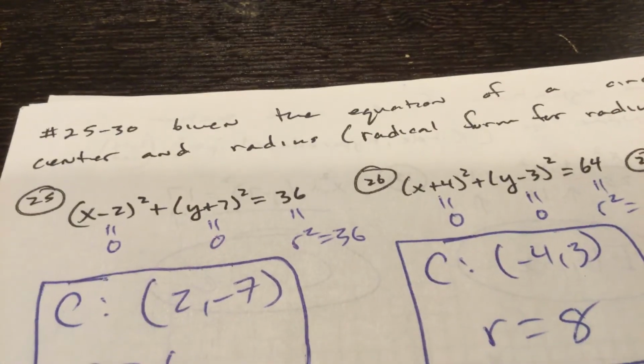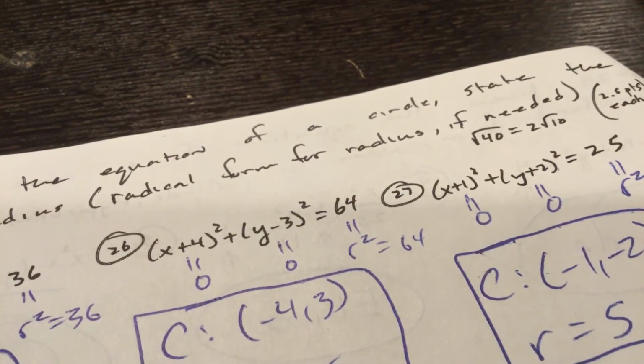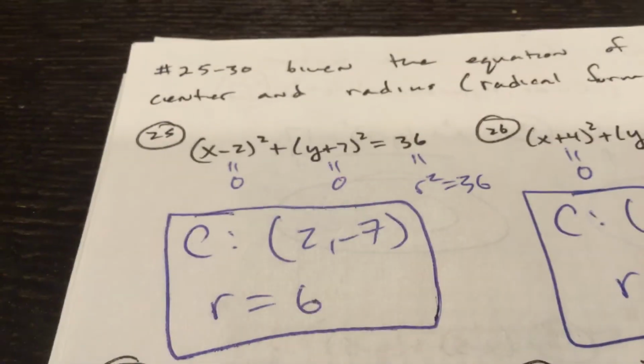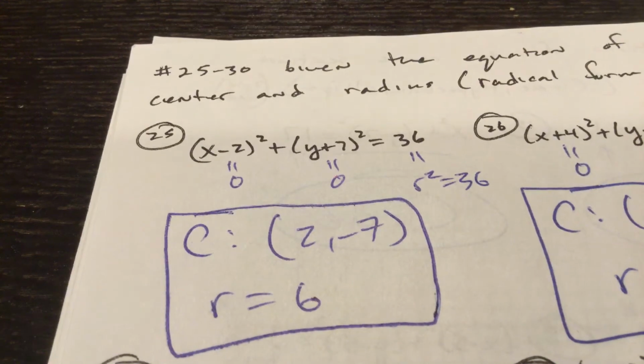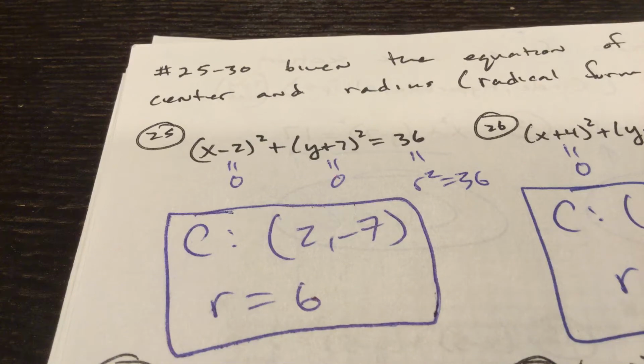Given the equation of a circle, state the center and the radius. You might need radical form. That's the equation. Write it down. Remember, it's always the opposite. X minus 2 squared means the center is 2, comma. Y plus 7 squared means the y coordinate of your center is negative 7. If r squared is 36, the radius is 6.